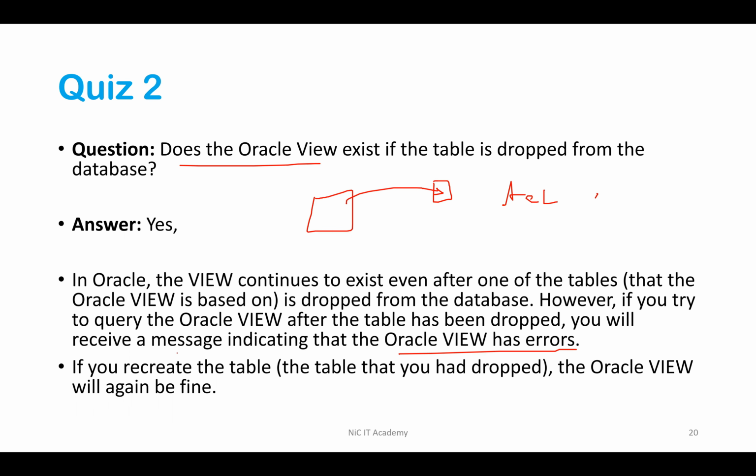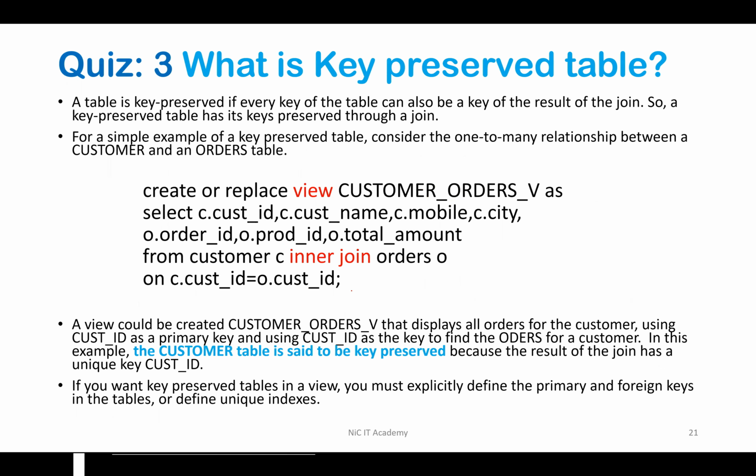In Oracle, the view continues to exist even after one of the tables is dropped from the database. However, if you try to query the Oracle view after the table has been dropped, you will receive a message indicating that the Oracle view has errors. The view definition will be available, but you cannot get the data. Does the materialized view remain available after dropping the base table? Yes, it will be available. You can even query it.